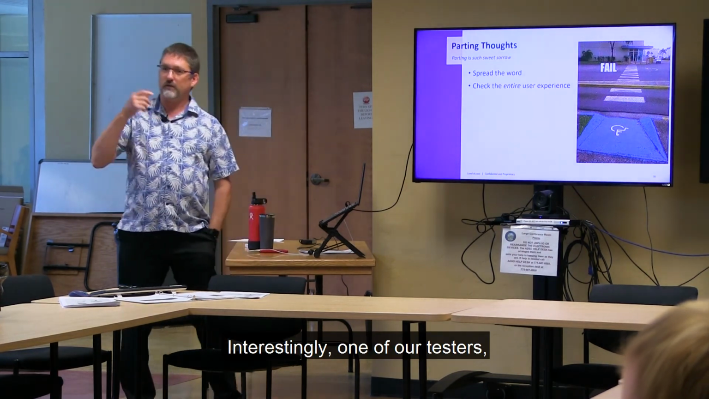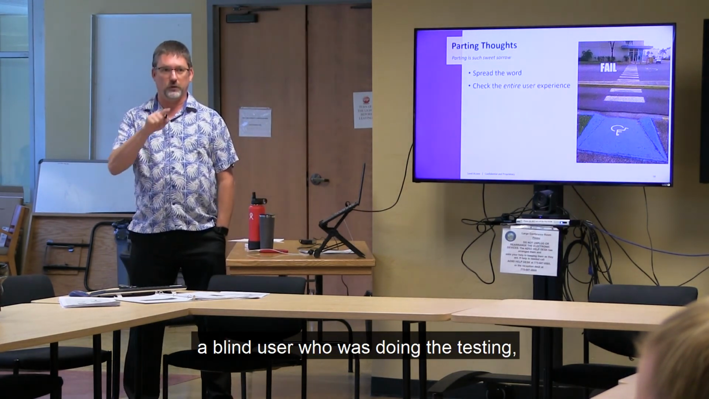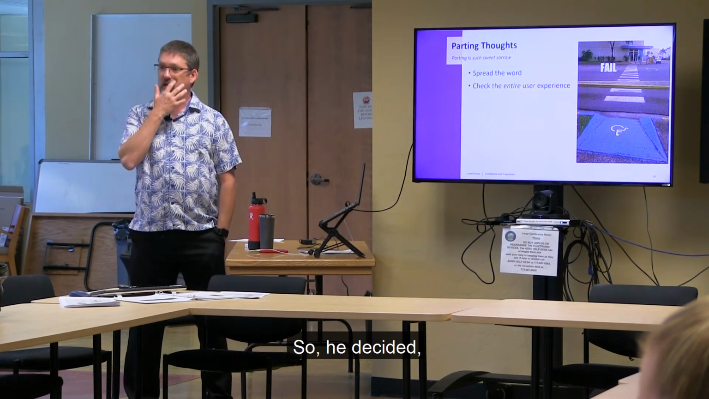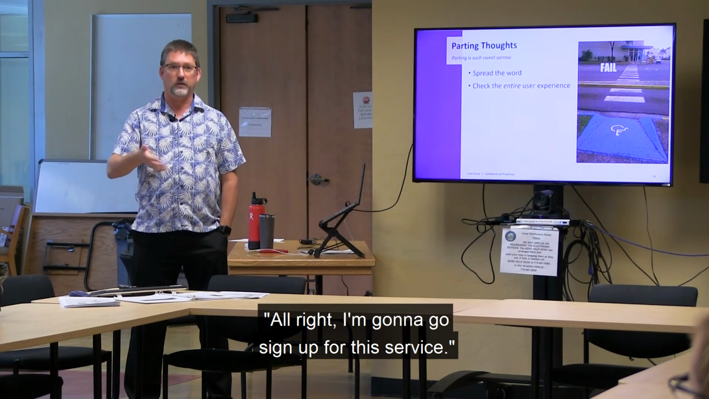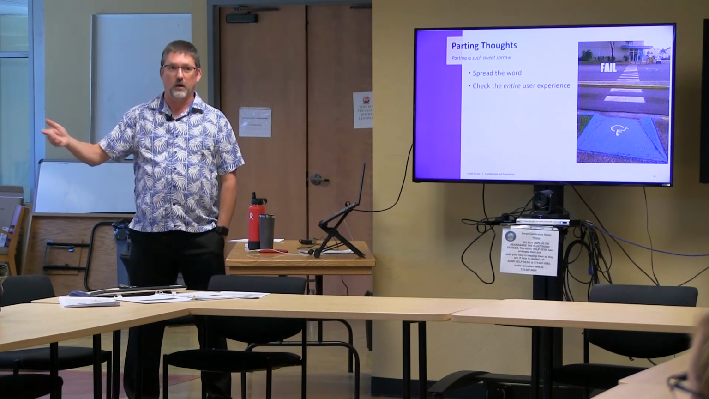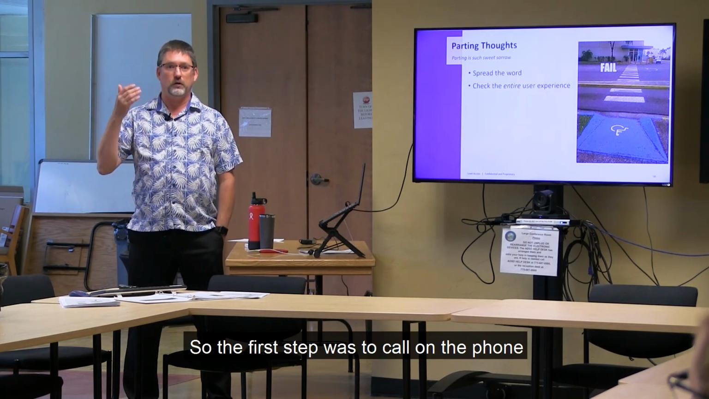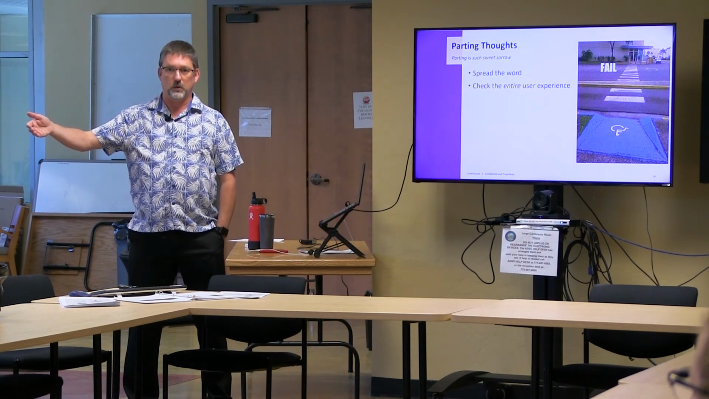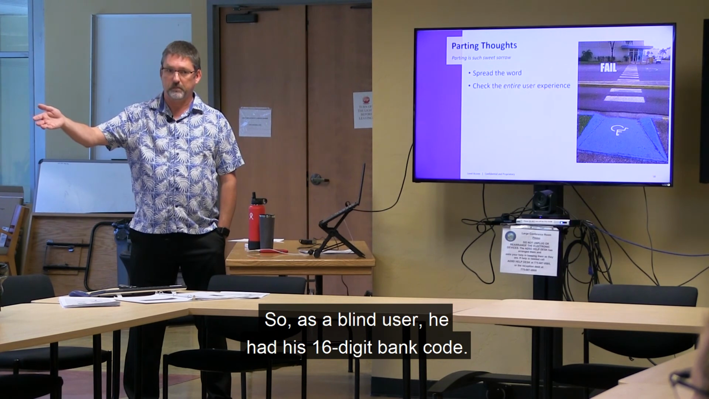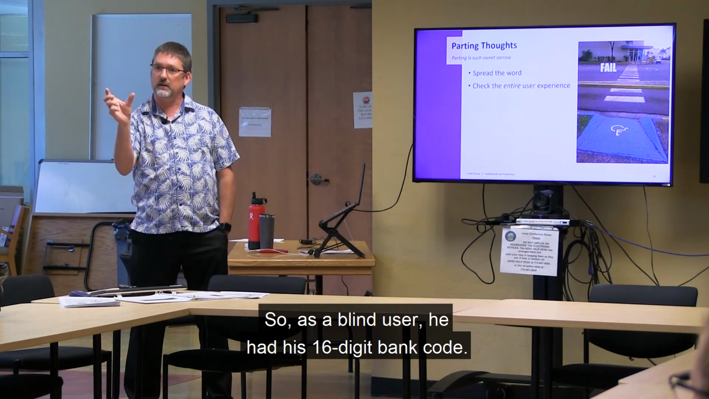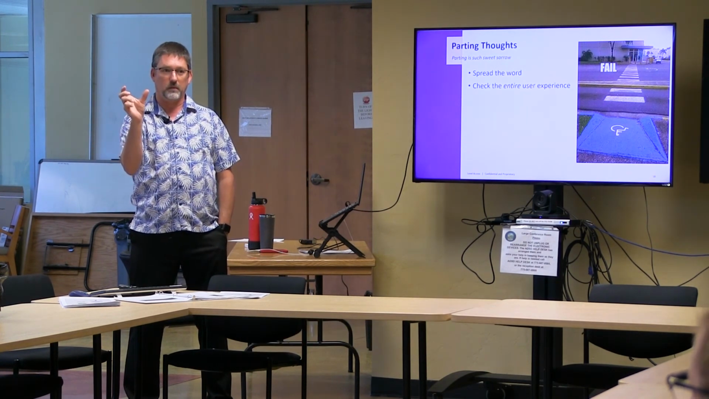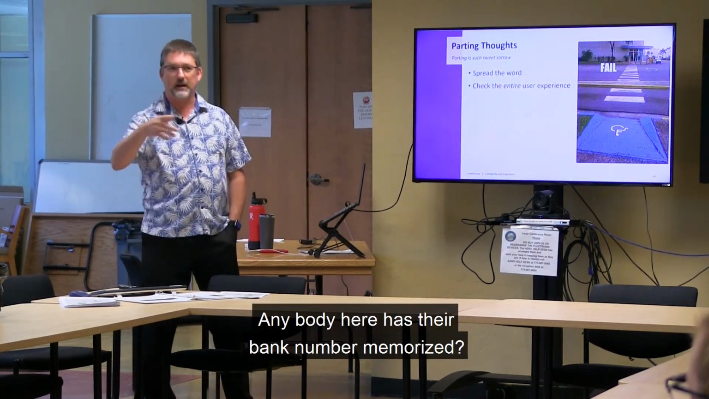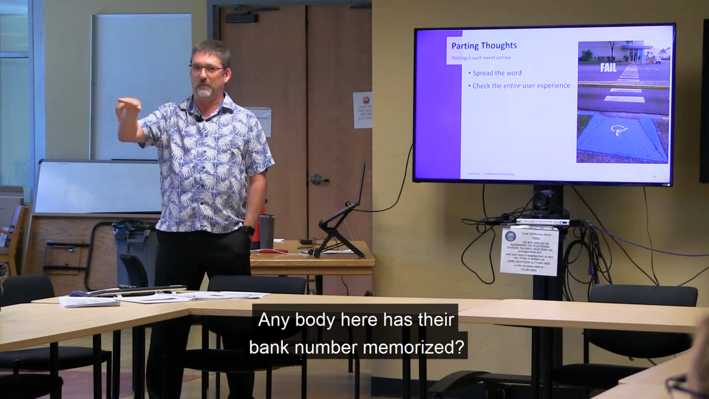Interestingly, one of our testers, the blind user who was doing the testing, was a customer of that bank. So he decided, all right, I'm going to go sign up for the service. The first step was to call on the phone and set up your account. As a blind user, he had his 16-digit bank code. That's the first thing they're going to ask you. What's your account number? Anybody here has their bank number memorized?